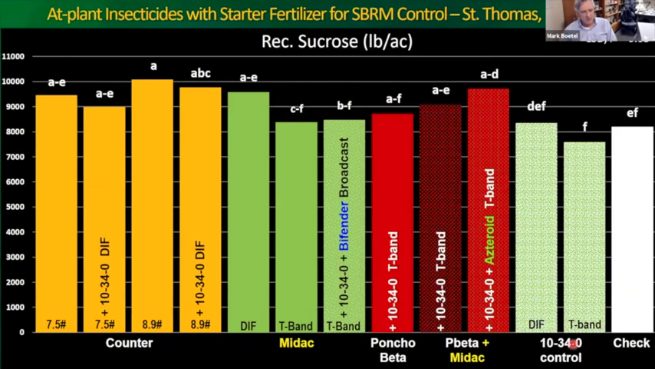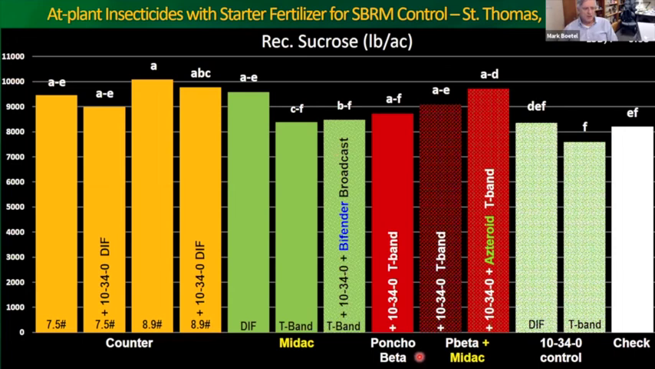When we took this to yield, I would say the results were generally even better. With Counter, it looked like possibly dribbling in furrow the 10-34-0 fertilizer at the same time as application, not with, but at the same time going across the field, was not statistically different, but there was a slight, I don't even want to call it a reduction, but at least numerically slightly lower yield, but not statistical. So we're getting good protection and good yield as well. With MyDAC, we found that the dribble in furrow tended to do better. It's not always statistically different, but that's a pretty sizable difference in yield.